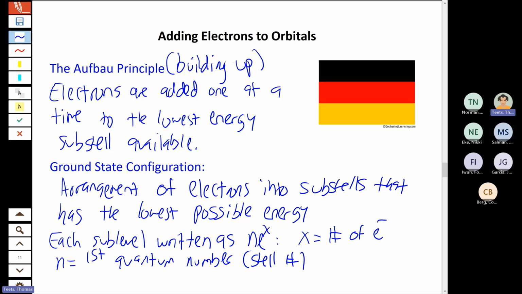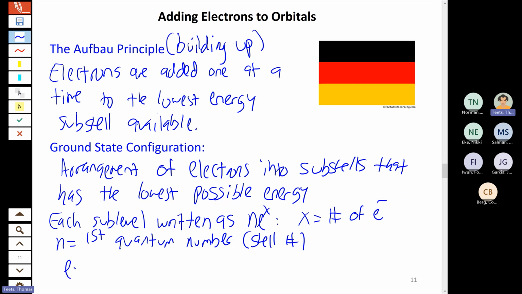And then l still means the same thing as well, although as usual, it's written as a letter, not a number: s, p, d, or f. Those are the only ones we'll have in the ground state of any atom on the periodic table, so it's some combination of those. The n and l values together tell you what subshell you're in: 1s, 2s, 2p, 3s, 3p, 3d, and so on. And then x, the superscript, tells you how many electrons are in that subshell. Each subshell gets its electron count, and that designates the ground state configuration of that atom.